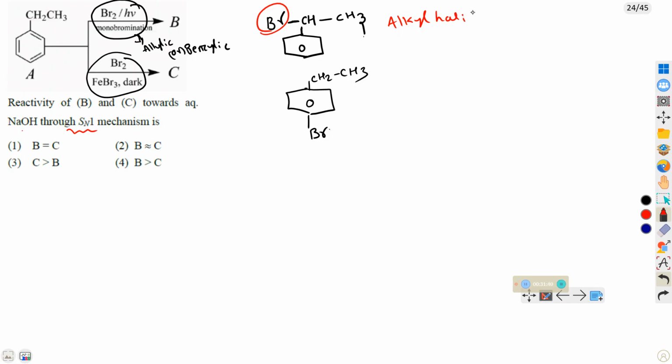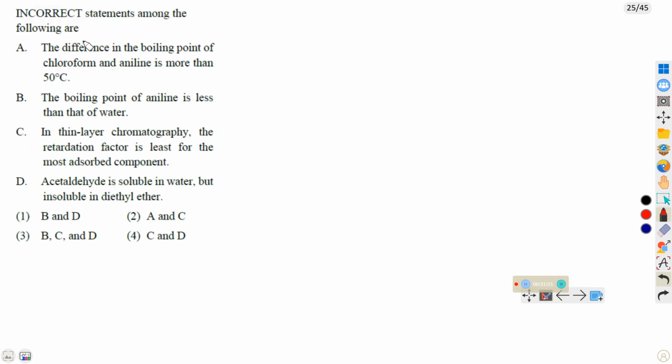This is an aryl halide. Generally, alkyl halides are more reactive compared with aryl halides. Correct statements among the following. The difference in the boiling point of chloroform and aniline is more than 50 degrees Celsius. Correct. The boiling point of aniline is less than that of water. Wrong. Aniline boiling point is greater than water.